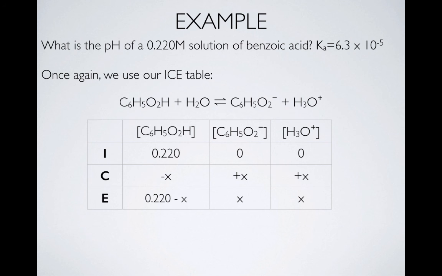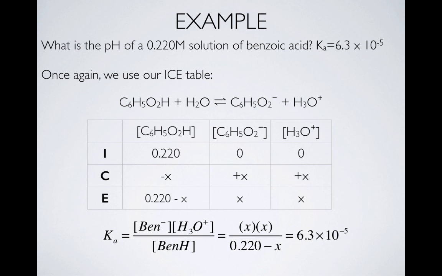I'm going to lose some of my acid, minus X, and some of that gets turned into the benzoate ion and the hydronium ion, so I get plus X and plus X for those. My equilibrium concentrations are just the sum of the IC boxes, so we have 0.220 minus X for the benzoic acid, X for the benzoate, and X for the hydronium.